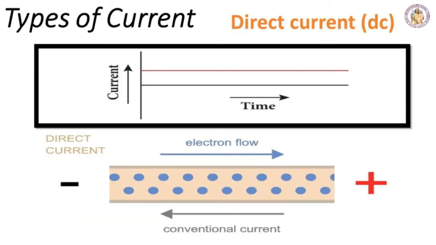Types of current: direct current, that is DC, and alternating current, that is AC. Direct current. We know current in electrical circuits is due to the motion of positive charge from higher potential to lower potential, or electrons from lower to higher electrical potential. Electrons move from the negative terminal of the battery to the positive terminal of the battery. A battery is used to maintain a potential difference between the two ends of the wire.